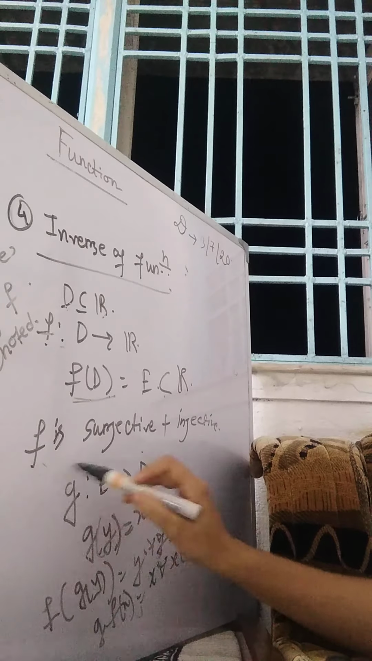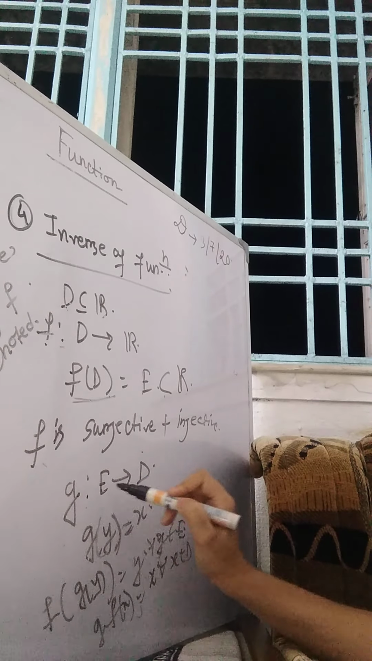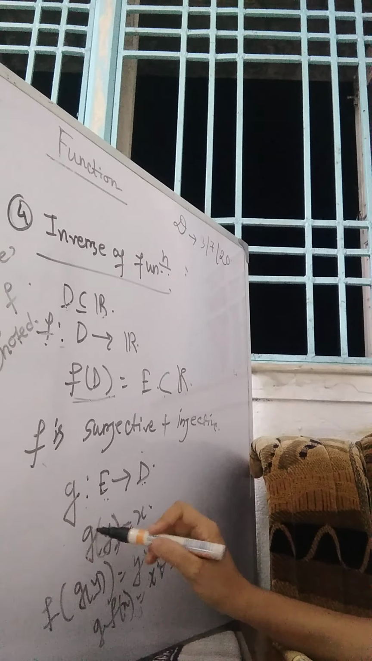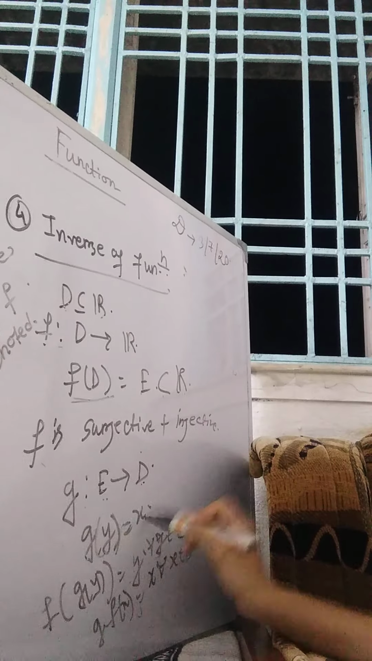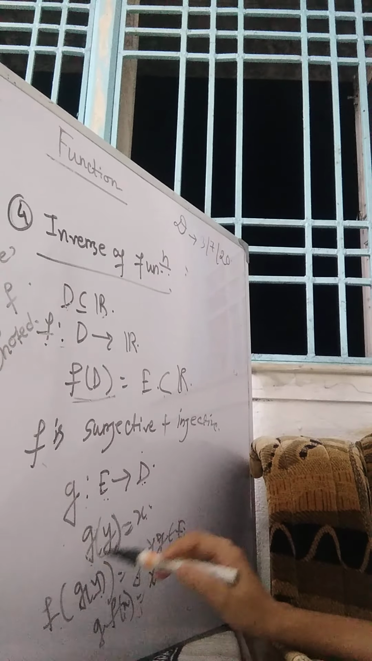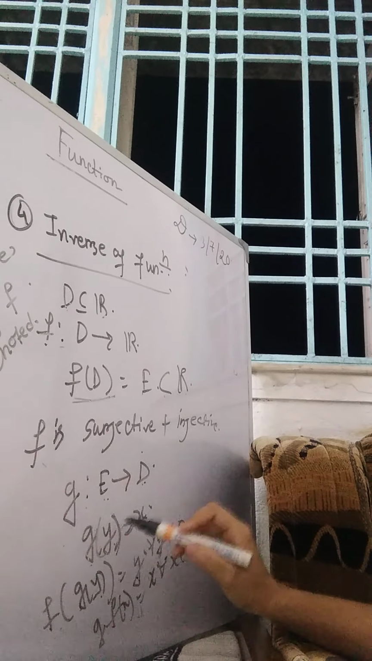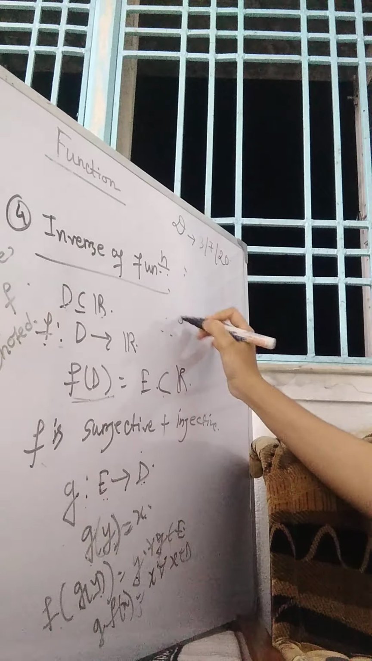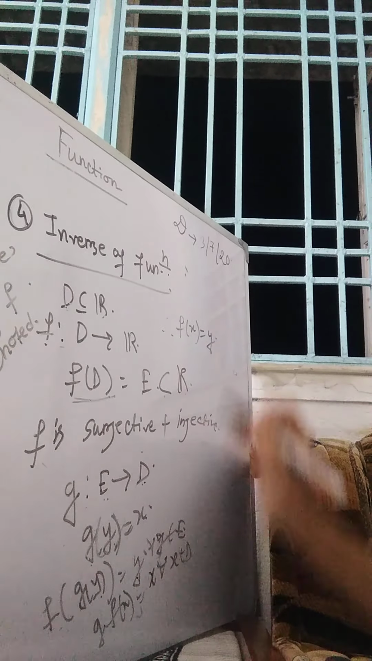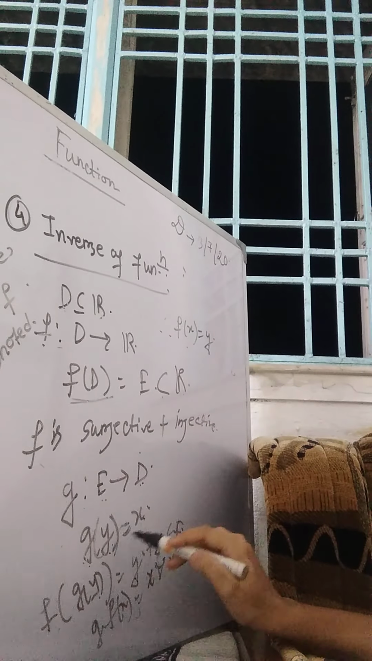Then g is another function. How is it defined? g is a function defined from E to D by this process: g of y equals x, then f of g of y equals y, because f of g of y equals f of x, that is y. We already defined f of x equals y. If f of x equals y, then g of y equals x.